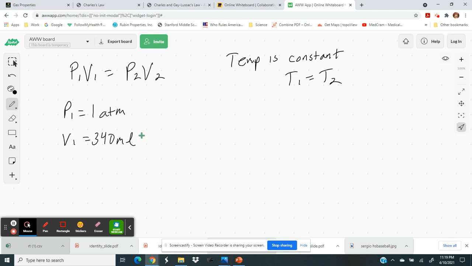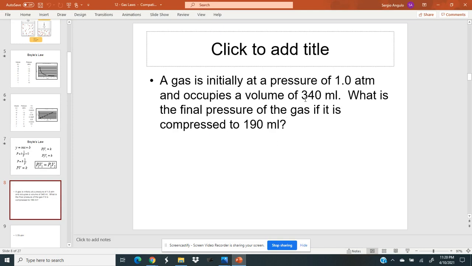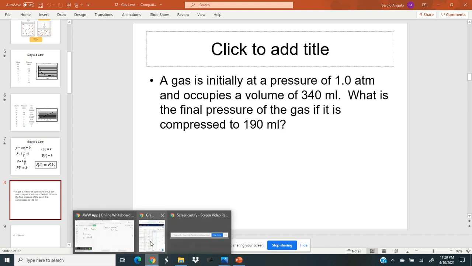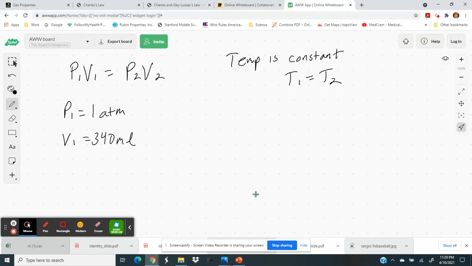The volume units don't matter, and even the pressure units don't matter, as long as you use the same ones for P1 and P2 or V1 and V2. So it's at 340 milliliters. What we do is we compress the gas, so we made it smaller, to 190 milliliters, and we're asked what is the final pressure. So we're looking for P2. V2 is 190 milliliters.